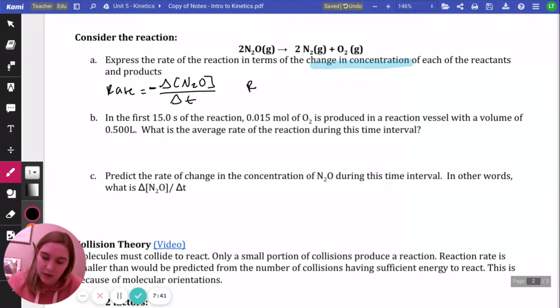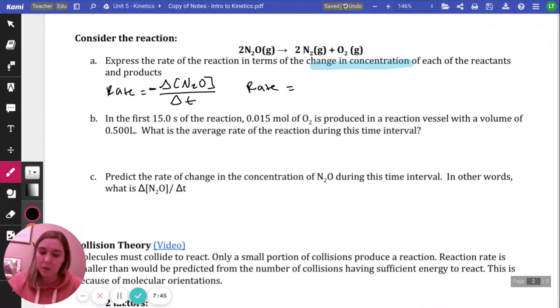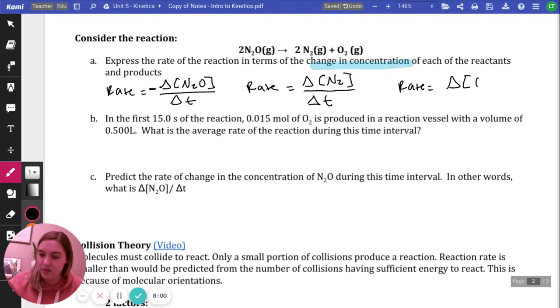Then our rate for nitrogen would once again be our change in concentration of nitrogen all over our change in time. And for oxygen, the rate is equal to the change in concentration of oxygen over the change in time.